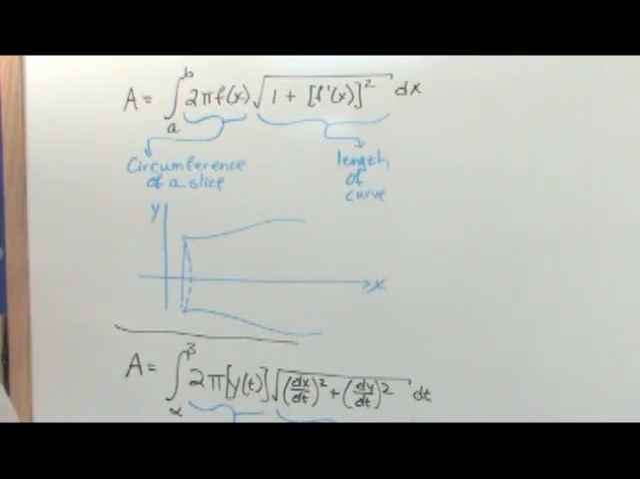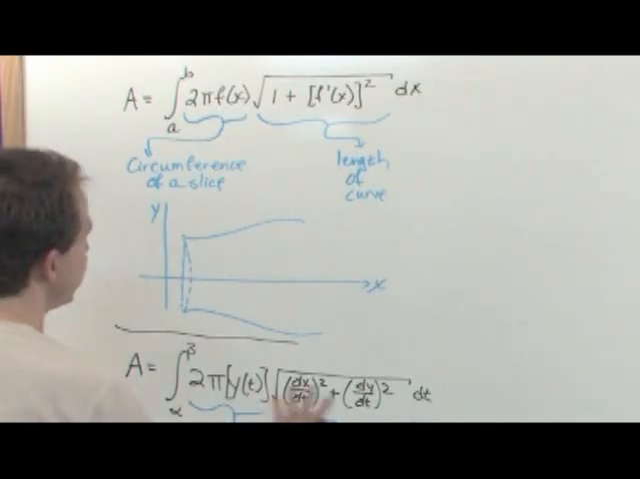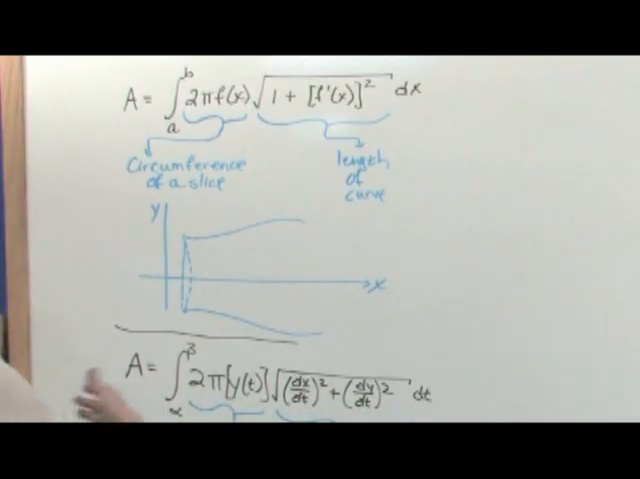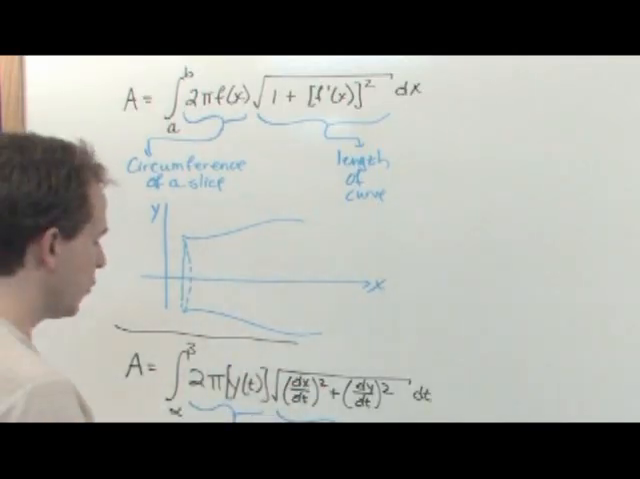It's very simple to apply. All you need to know is your x of t and your y of t. Take your derivatives, square them, put them in here, put your y in here, and then go ahead and do your integration, and that's how you do the problem. So we're going to do that right now.